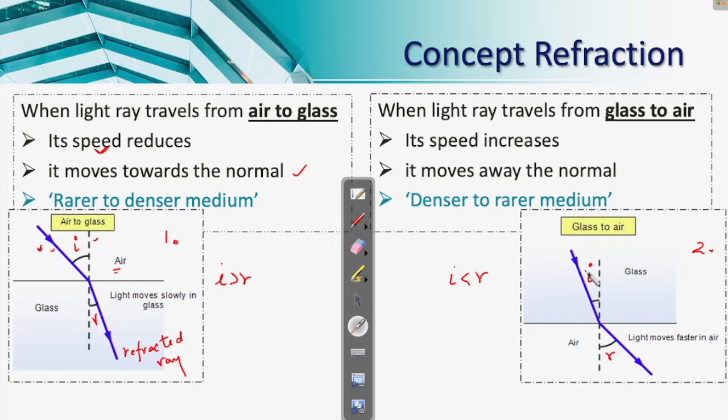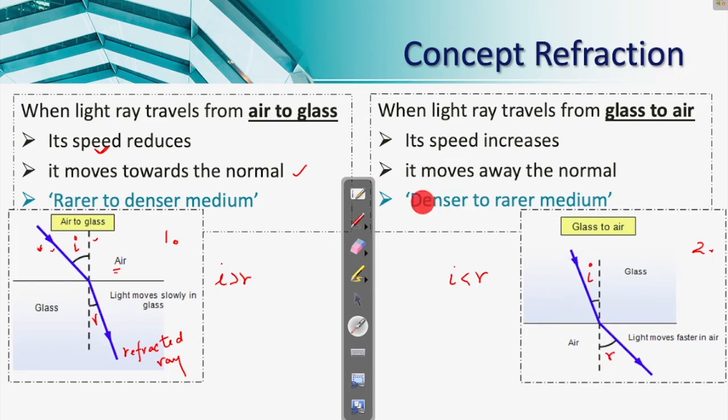Alright, what is happening in the second picture now? Let us read the text. When the light ray travels from the glass to air, what is happening to the speed? Speed is increasing. High density to low density, speed is going up. As a result, it moves away from the normal.